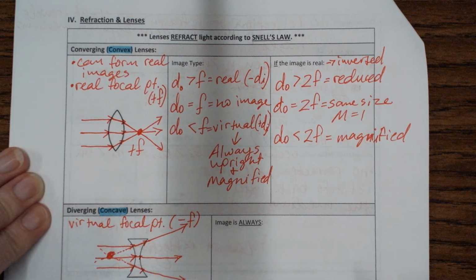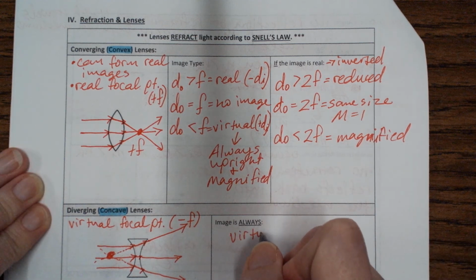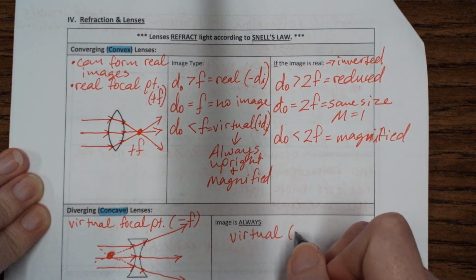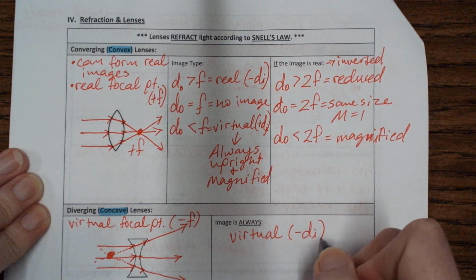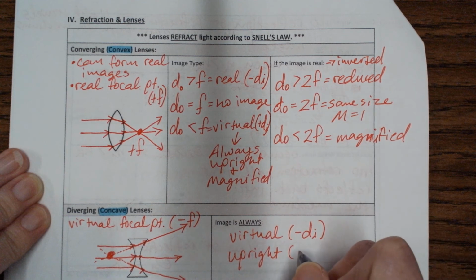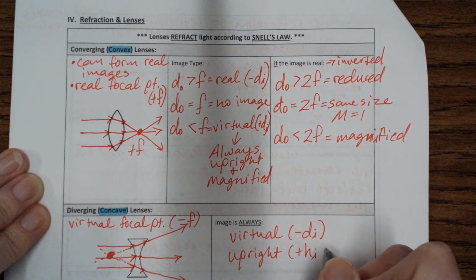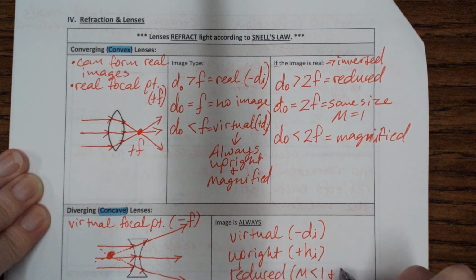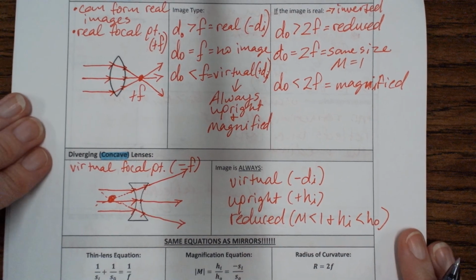For this one, the image is always virtual, so you have a negative image distance. It is always upright, so you always have a positive image height. And it is always reduced, so your magnification is always less than 1. So your HI is always less than HO.